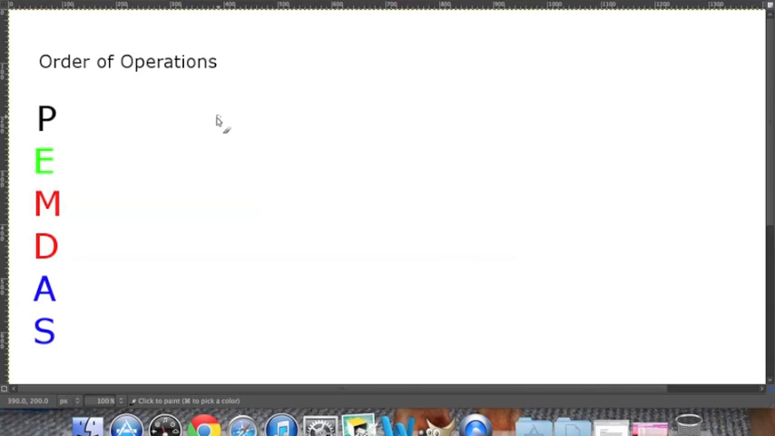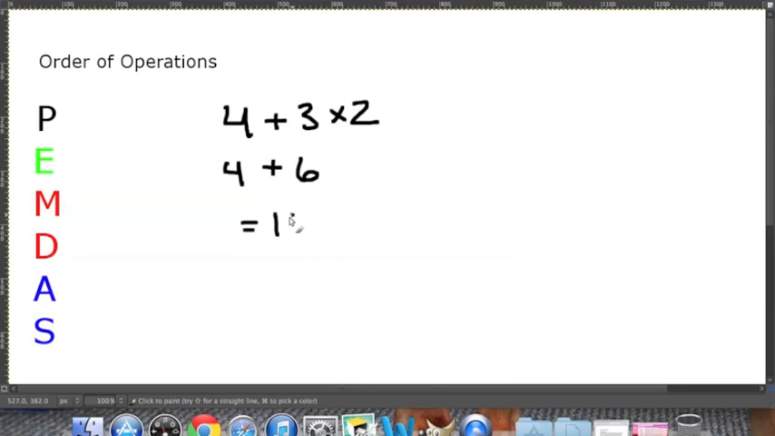Now let me give you a quick example. One example would be 4 plus 3 times 2. Look, are there any parentheses? No. Are there any exponents? No. Is there any multiplication or division? Yes, right here. So we would do 3 times 2 first. So leave the 4. 3 times 2 is 6. So now we just do addition or subtraction because that's all that's left in our problem. And 4 plus 6 equals 10.